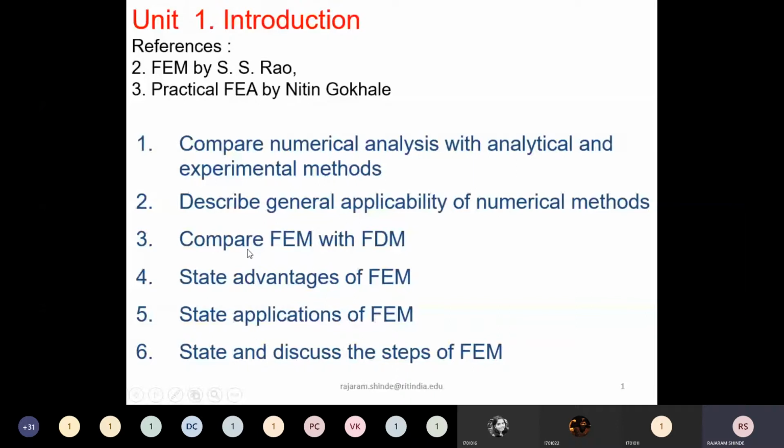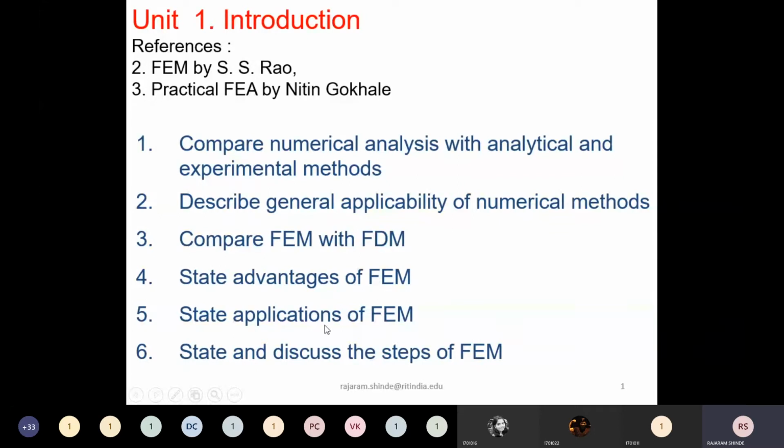Now I will show you the comparison between finite element method and finite difference method. This difference you will not get during this lecture, but you will get it as our content progresses. After that, I will discuss the advantages of the finite element method. Also, I will tell you the applications of the finite element method.